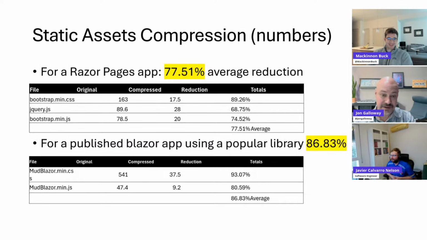Awesome. So here are, in numbers, more or less, some of the data. For example, for a Razor Pages app, you get an average reduction of 77% over no compression. And then for the Blazor case, when you do Brotli compression, you get a 93% reduction on the size of the CSS and 81% or 50% on the JavaScript. Wow.